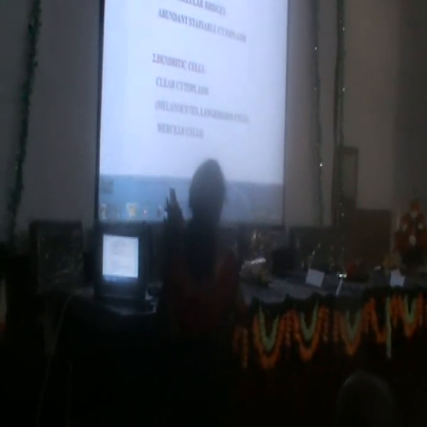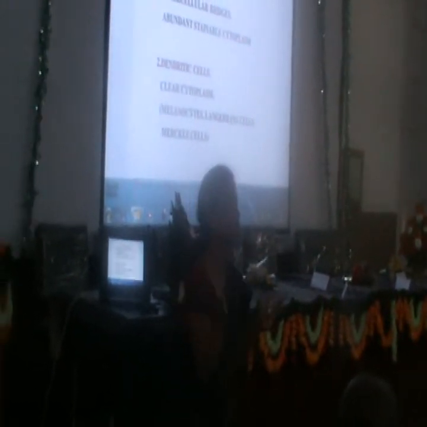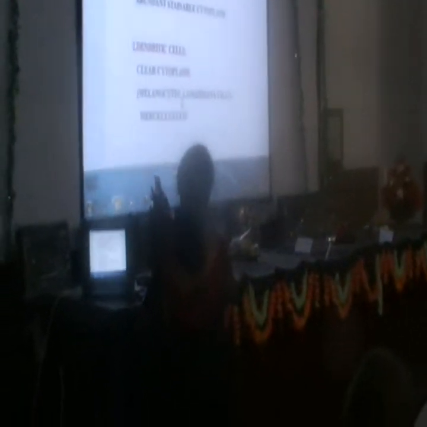How do we identify the keratinocyte? Whenever we talk about keratinocyte, it's a squamous cell. It's got abundant cytoplasm and then intercellular bridges. Then the second type is the dendritic cells, which have clear cytoplasm. So we put three cells under this category: melanocytes, Langerhans cells, and the Merkel cells.